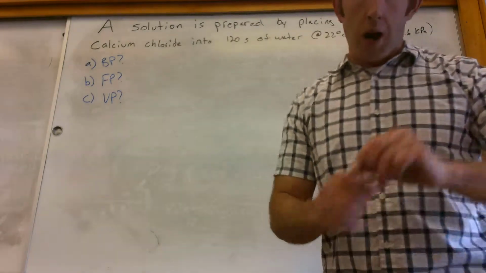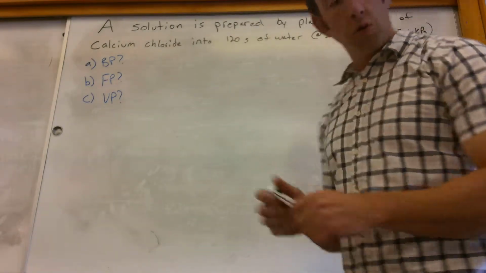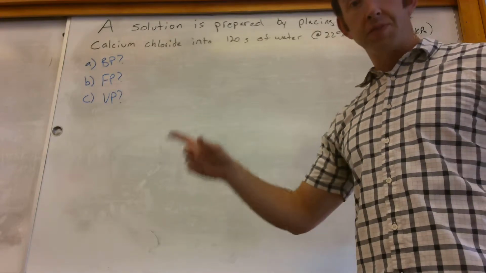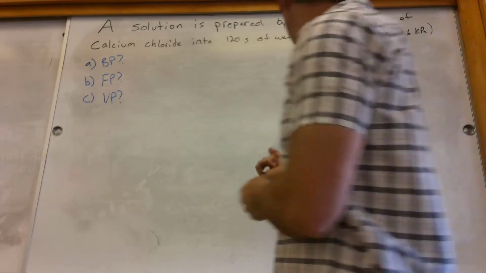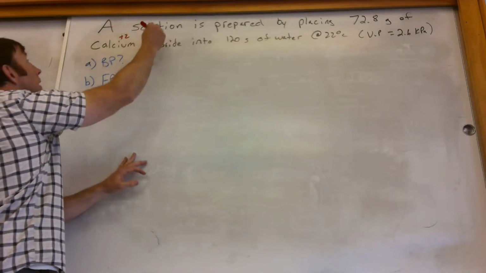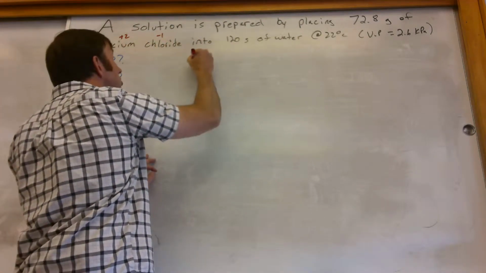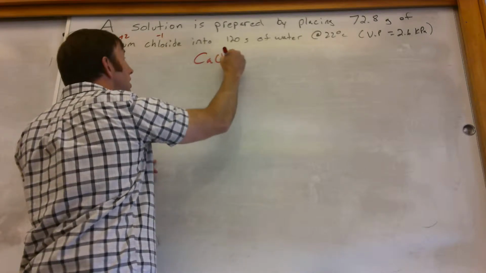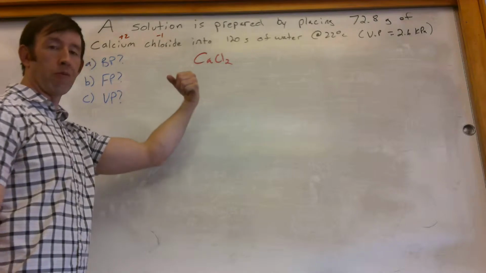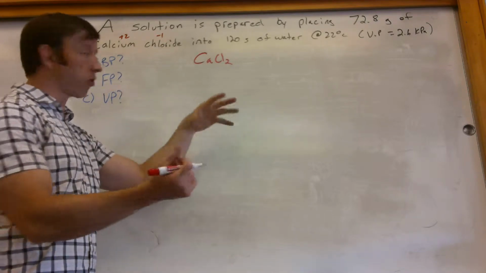I'm going to start with my molality, and in order to find total molality, I need to also write out my dissociation reaction. So calcium chloride, which is plus 2 and minus 1, has the formula CaCl2 before it's dissolved. So 2 chlorines and 1 calcium make calcium chloride.